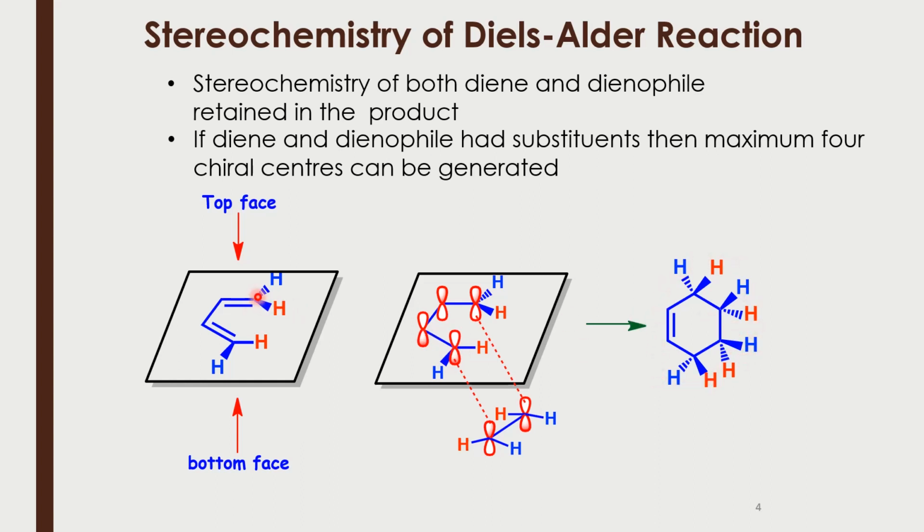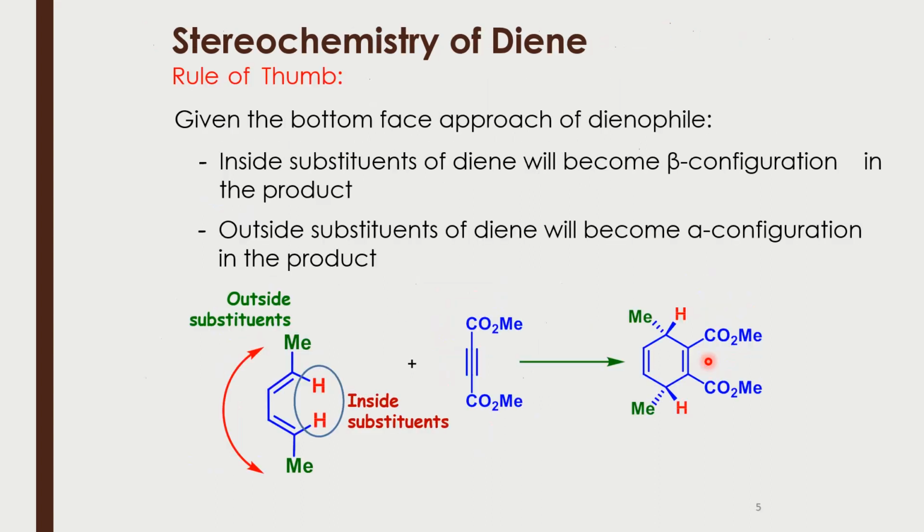But suppose you had a substituent here, instead of two hydrogens, there was a methyl here, there was a methyl here, and you had taken a dienophile which was attached to an electron withdrawing group, then you would have ended up with several chiral centers. The maximum could be 4 chiral centers, which means you can have 16 stereoisomers. But what is observed is the reaction is highly stereospecific and you end up with only certain stereoisomers, the others are not formed.